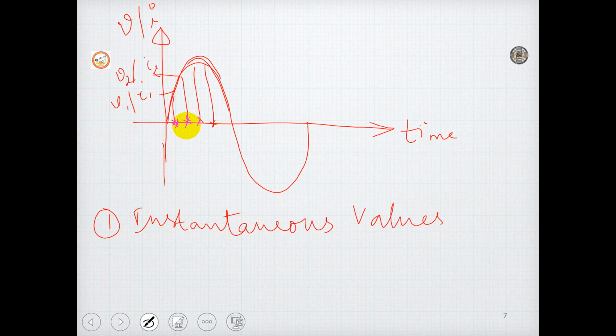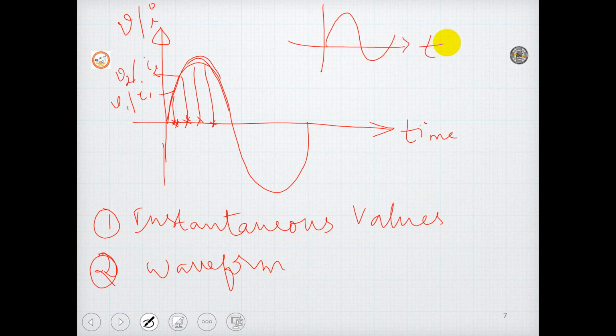Okay. So then a waveform. How do you define the waveform? The graph of instantaneous values of an alternating quantity plotted against time is called its waveform. So I can plot voltage against its time, or current against its time. So this is called the waveform. V and I are called alternating quantities here. So when we plot these quantities with respect to time, that is called a waveform.